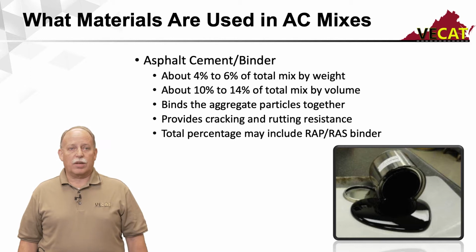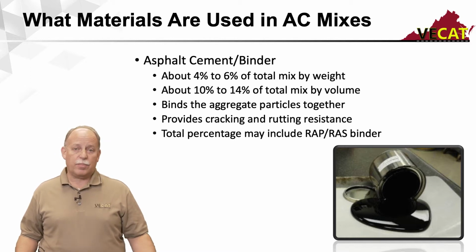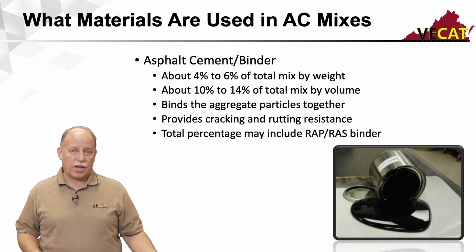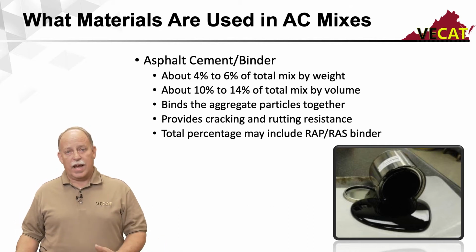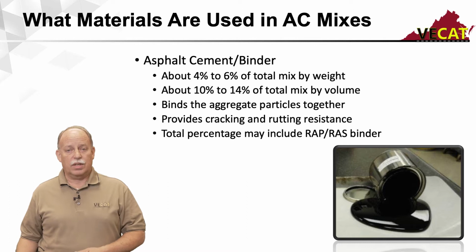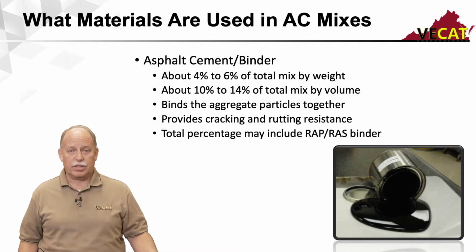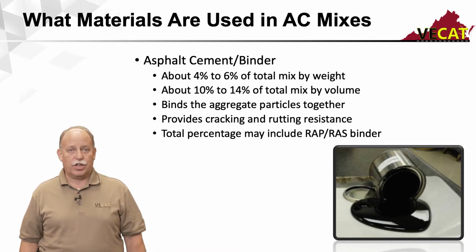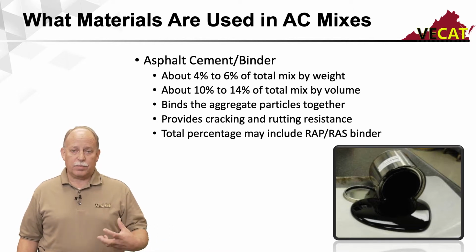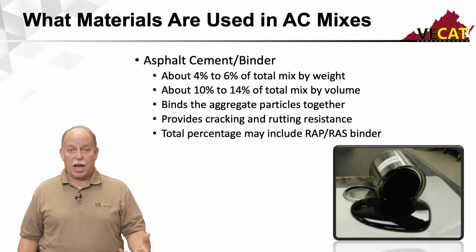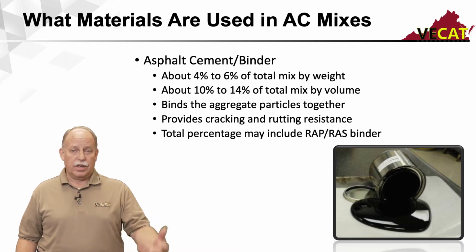We're also going to talk about the total percentage that may include RAP and RAS. RAP is recycled asphalt pavement. RAS is recycled asphalt shingles. We don't use a lot of RAS in Virginia, but we do use a whole lot of RAP. In fact, I would say 99% of the mixes in Virginia use some percentage of RAP. And that RAP contains an aged binder in it, and it's included in our mixtures.